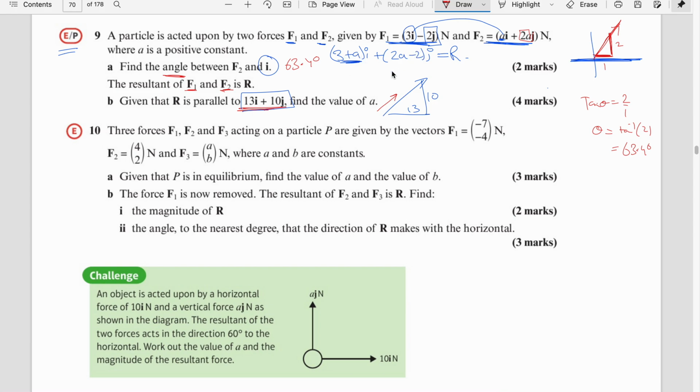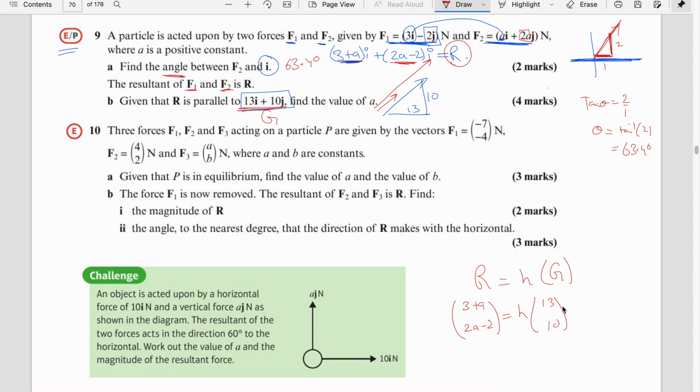Before we know the value of A and B, we cannot say that R is actually longer than 13, 10 or shorter than that. But what we do know is they are parallel. And if they are parallel, I can say for ease, let me name this vector as capital G, R is H times G. H could be anything. And now R is (3 plus A, 2A minus 2) equals H times G, and G is (13, 10).